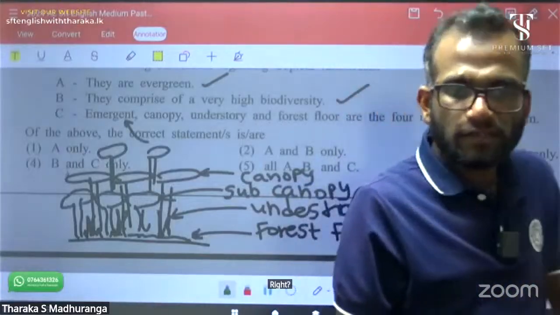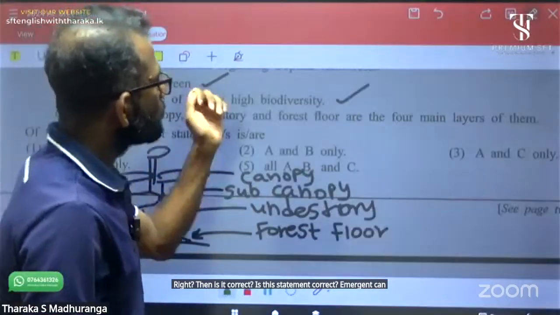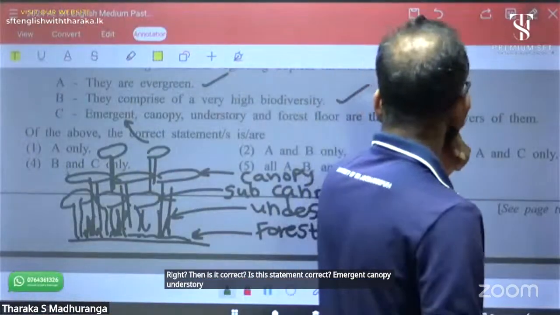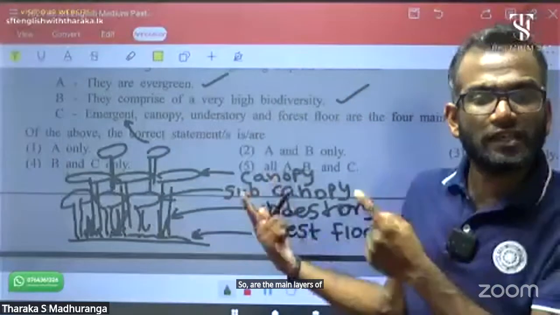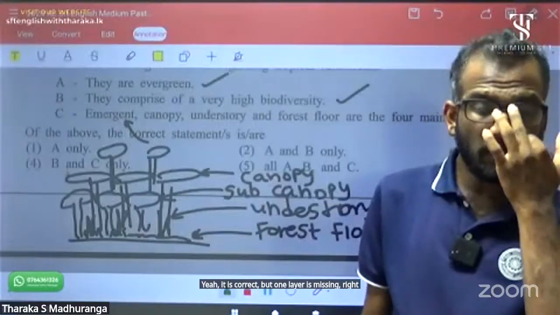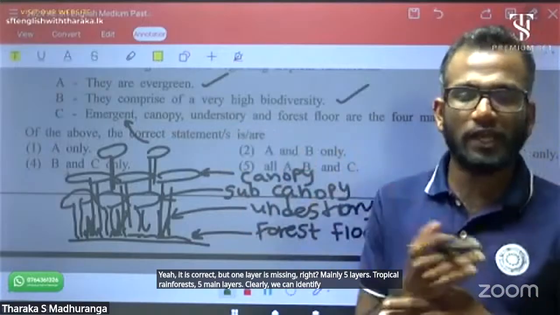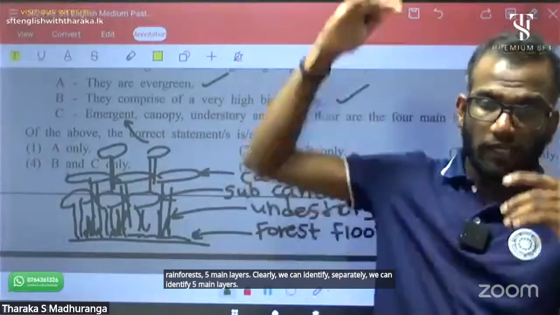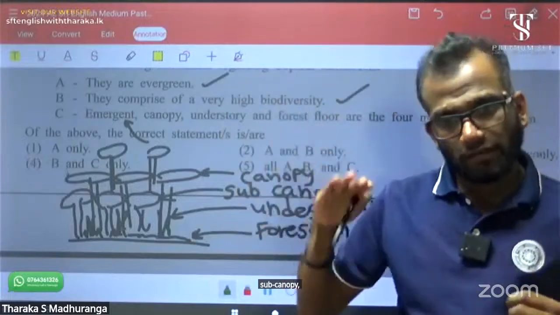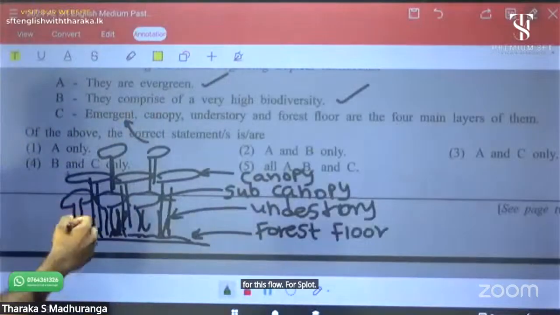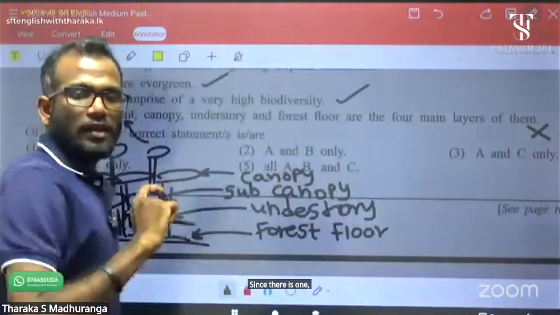Then, is this statement correct? Emergent, canopy, understory, and forest floor are the main layers of them. Yes, it is correct, but one layer is missing. Tropical rainforest has 5 main layers, which we can identify separately: emergent, canopy, subcanopy, understory, and forest floor. So this statement is wrong since one layer is missing.